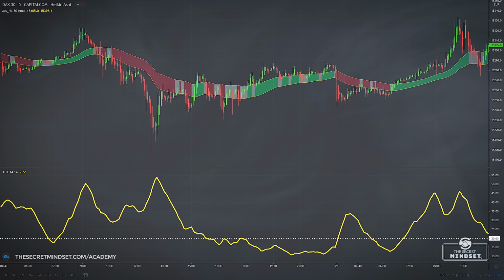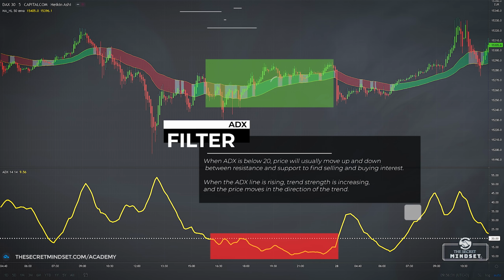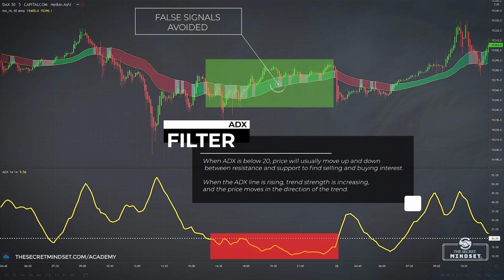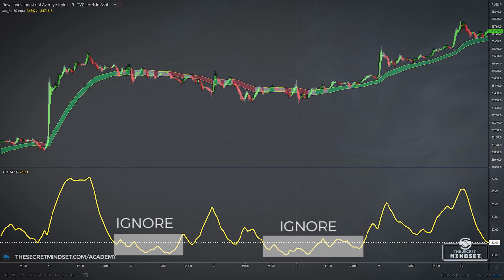When ADX is below 20, price will usually move up and down between resistance and support to find selling and buying interest. When the ADX line is rising, the trend is increasing and the price moves in the direction of the trend. When the line is falling, the trend is decreasing and the price enters a period of retracement or consolidation. Here are several examples with ADX filter.